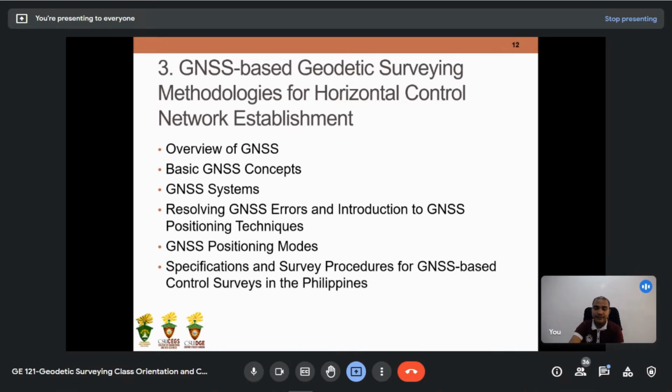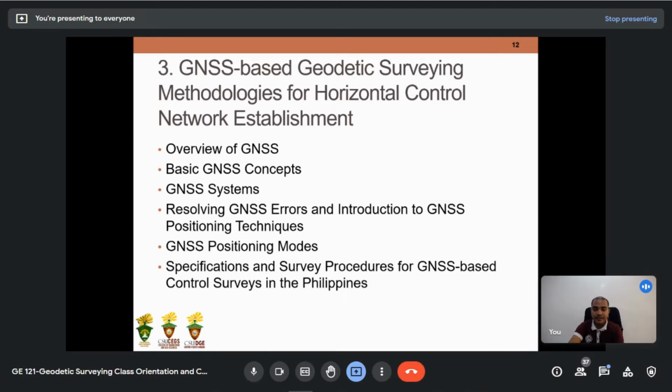We have the overview of the GNSS. So what is GNSS? What are the components of GNSS, and so on? Next is the basic GNSS concept, on how the technology calculates the control network or control station information, so that it can get elevation, northings and eastings, and the latitude and longitude. Next is the GNSS system.